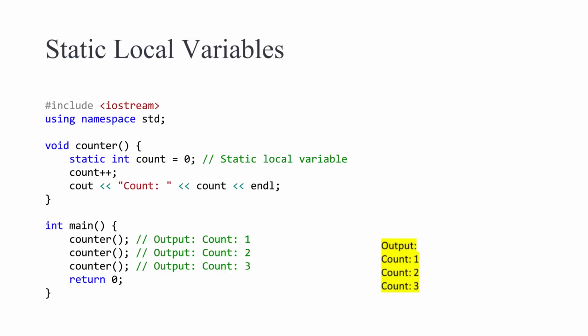Static local variables are variables that are declared within a function using the static keyword.